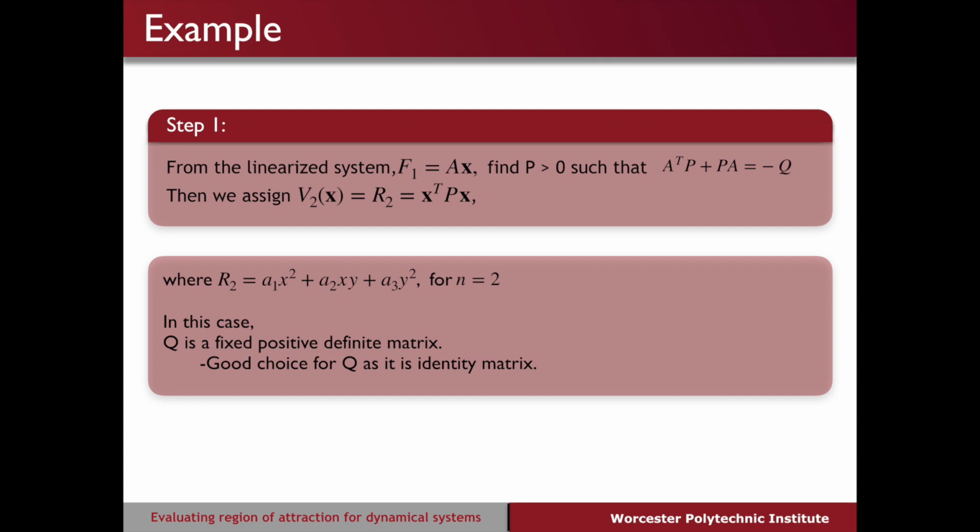Same as how we calculate the simple quadratic Lyapunov function, we assume Q to be a positive definite square matrix of size of the state vector x. Then we substitute this in the equation A transpose P plus P A is equal to minus Q. As we know A, which is a part of f1 is equal to Ax, and Q, we can easily compute P, from which we get R2 is equal to x transpose P x, which is the exact thing for the quadratic Lyapunov function. And R2 is in the form of A1 x squared plus A2 xy plus A3 y squared. And usually the identity matrix is a good choice of Q.